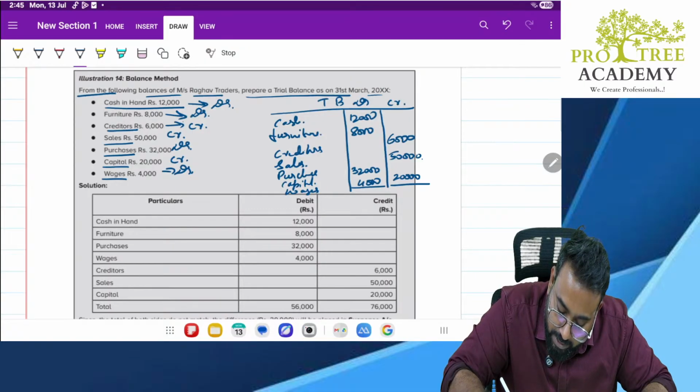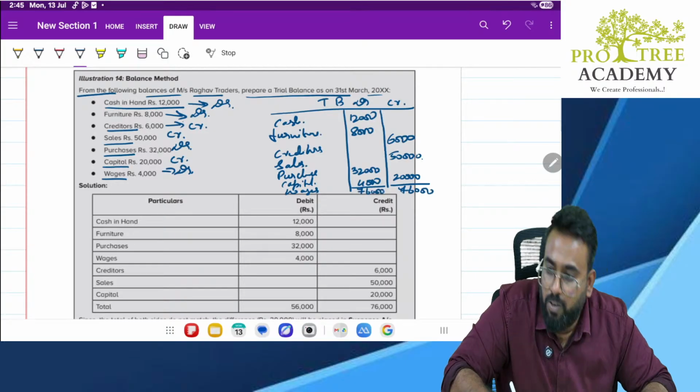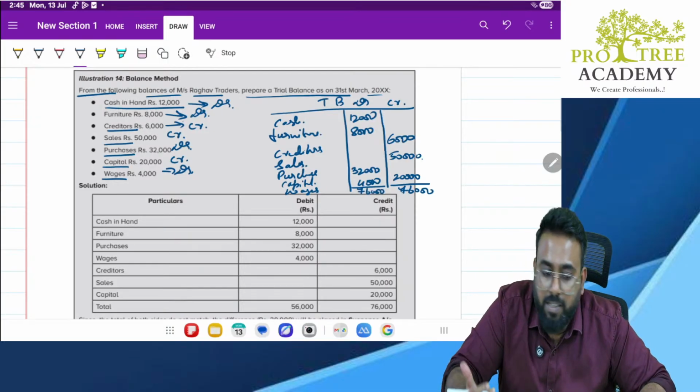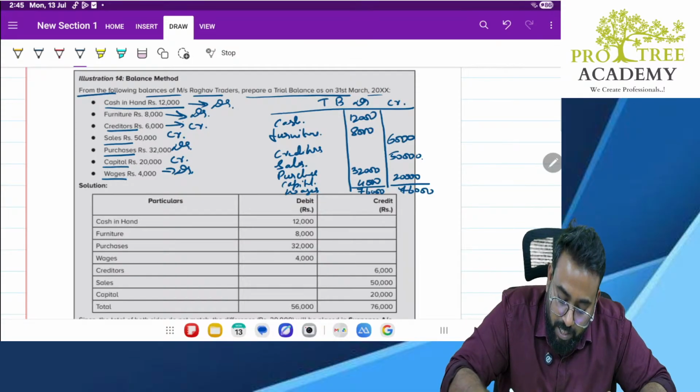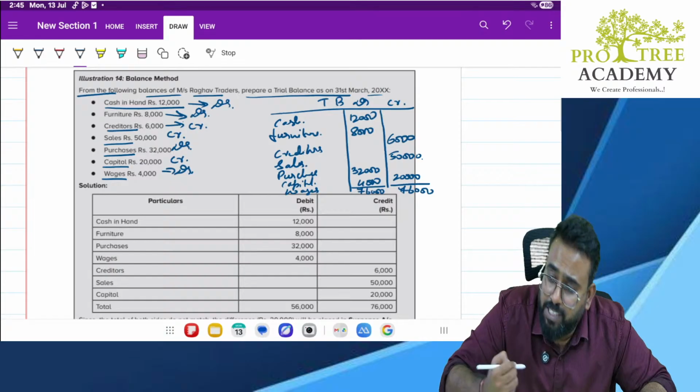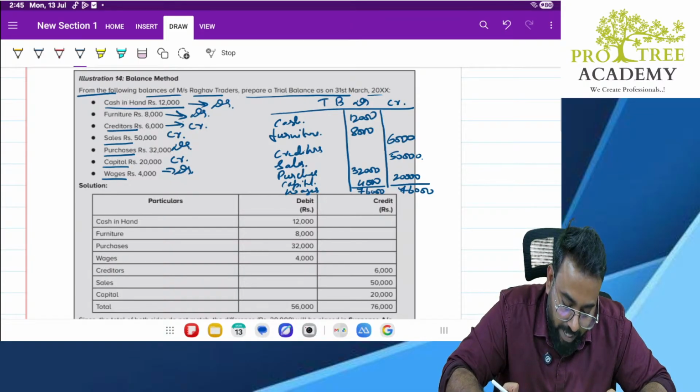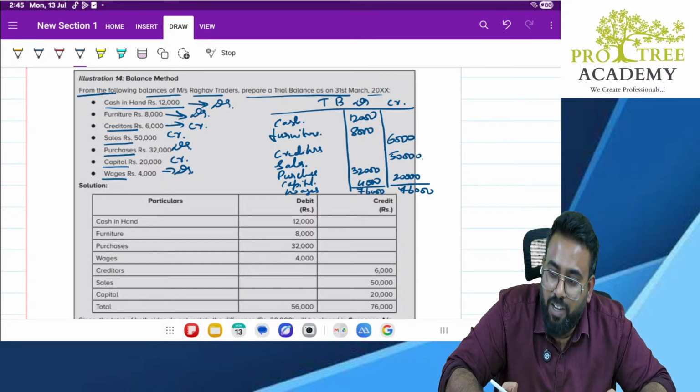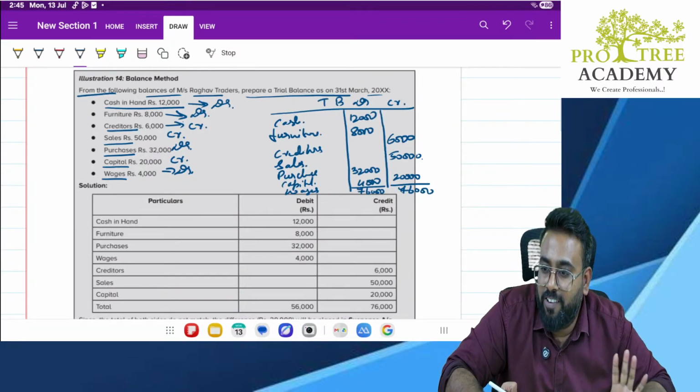Here it is 56,000, here it is 76,000. Here also. No difference. Test it. 12,000 plus 8,000 is 20,000. 20,000 plus 32,000 is 52,000, 56,000 doesn't tally. Why? Are we missing anything? What are we missing? Sir, everything we have recorded. Sir, whatever they have given, we have recorded.